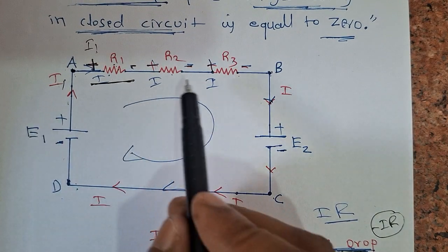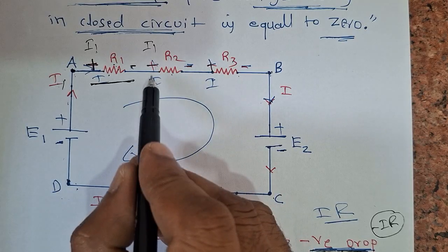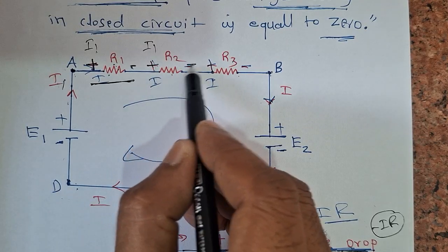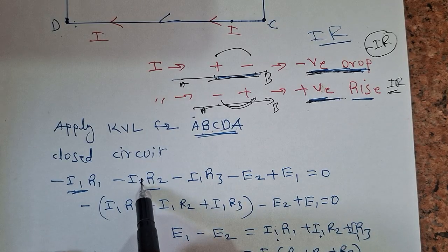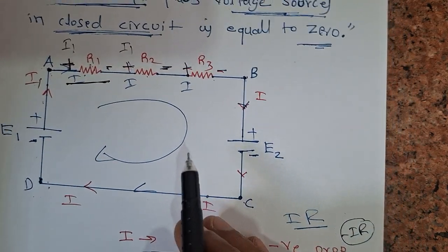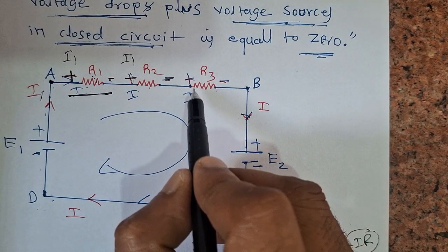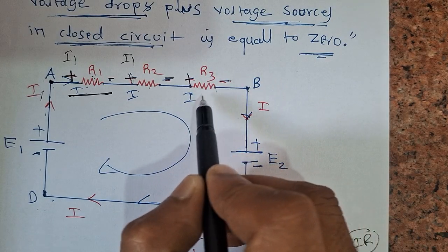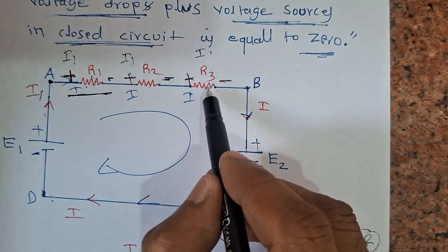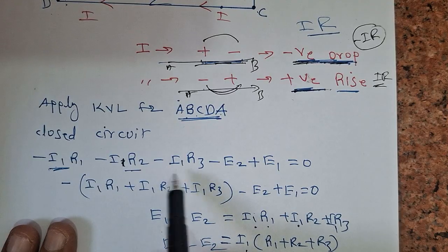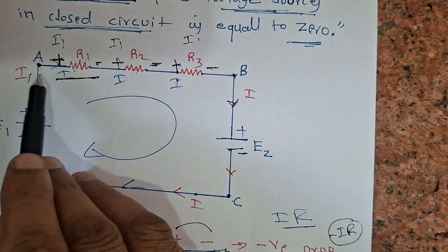Clear? Next, similarly I1 is flowing through R2 also. Again, positive to negative we are moving. Therefore, minus I1 R2. And next, again this I1 flows through R3 also. So positive to negative again we are moving. Therefore, minus I1 into R3. So A to B is done.